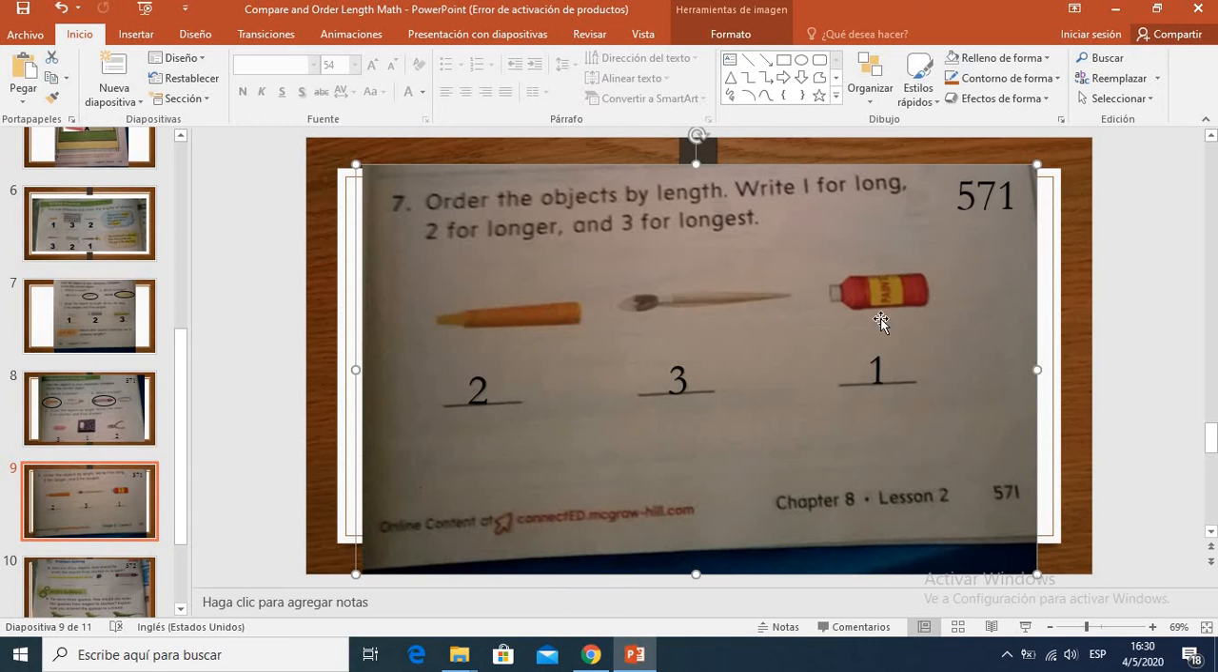The crayon, in this case, is longer than the tube of paint. So I write the number 2 and finally I write the number 1 because the bottle of paint is long, but not as long as the crayon or the paintbrush.